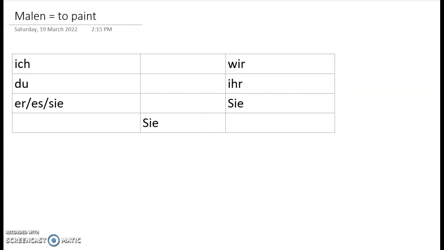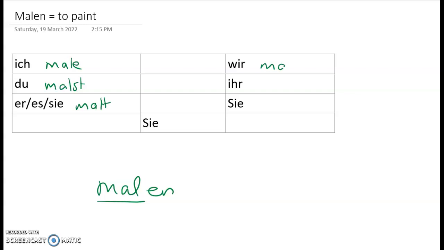Now we're going to look at some words for hobbies because we'll be coming onto that topic soon. So the verb to paint is malen. It's a nice regular verb. So pause the video and try and write down the verb table in your book and then check it against what I've done. So the stem here is mal. So it's ich male, du malst, er, es, sie malt, wir malen, ihr malt, sie malen, and Sie malen.